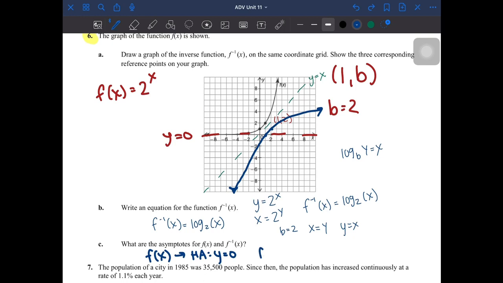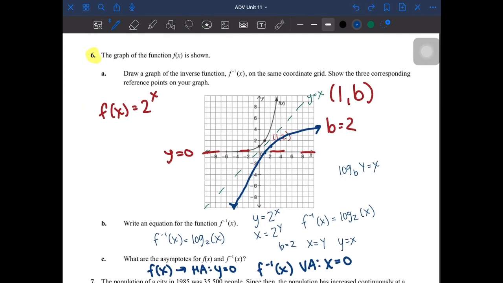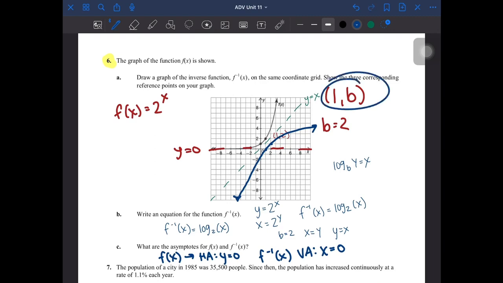And then for f inverse of x, things are going to change. Remember, we have to swap x and y. So now we have a vertical asymptote, but now it's x equals 0, because again, we swap x and y when we have inverses. Okay. That would be a big thing here. The biggest thing is this. Please remember this. That's the best way to find what your base is.